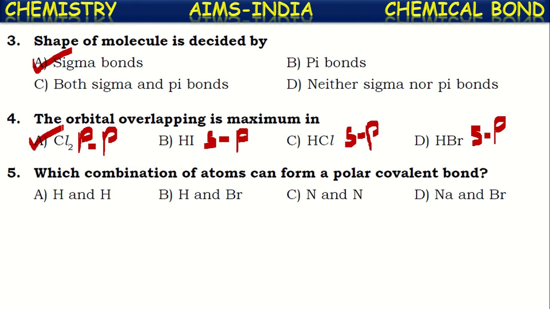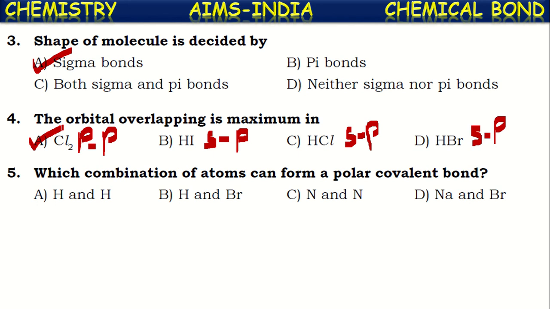Okay, next one. Which combination of atoms can form a polar covalent bond? So, what is meant by a polar covalent bond? The covalent bond in which the electron pair is unequally shared, or we can define it the other way also: the covalent bond formed between two different atoms, or between atoms having different electronegativities, will be a polar covalent bond.